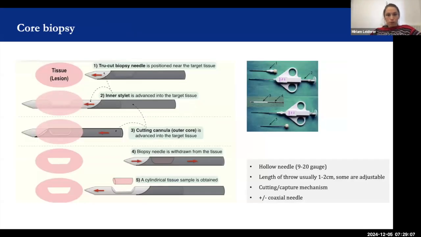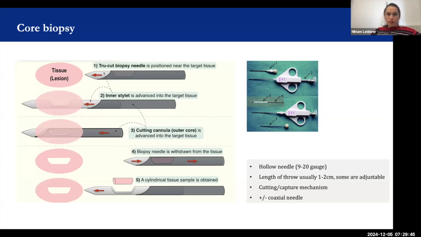So how does a core biopsy needle work? This is the standard core biopsy needle. There are lots of different manufacturers. It has an inner stylet that is advanced into the target tissue, which can be manual, or there are also automatic versions where you just press a button. The inner stylet has this little notch, and the tissue that comes to lie in this little notch is what's going to be the biopsy. It's going to be the core tissue sample.